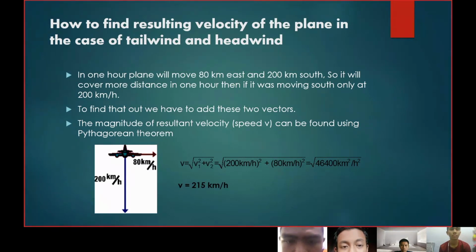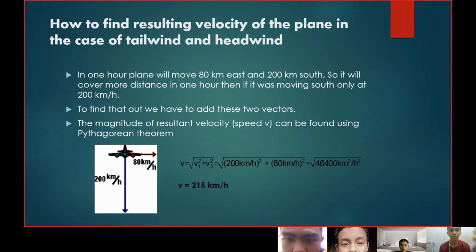How to find the resulting velocity of the plane in the case of tailwind and headwind. In 1 hour, the plane will move 80 km east and 200 km south. So it will cover more distance in 1 hour than if it was moving south only at 200 km per hour. To find that out, we have to add these two vectors. The magnitude of the resultant velocity can be found using the Pythagorean theorem. From this we can see the example of calculation.